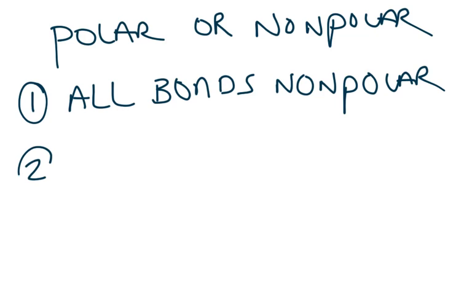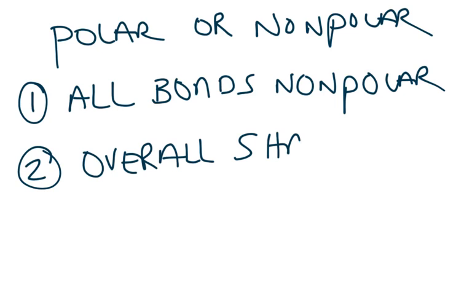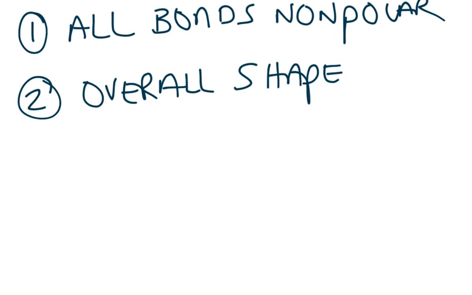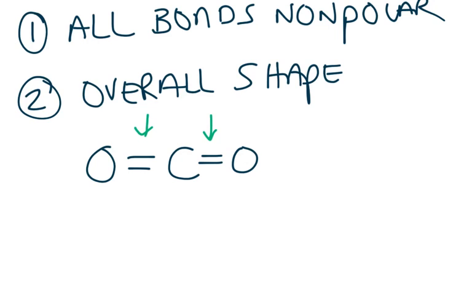The other thing you can do is look at the overall shape. What you're looking for here is symmetry. If you have polar bonds that are all symmetrical, they will essentially cancel each other out. So if we look at carbon dioxide, for example, carbon and oxygen, these are polar bonds. These double bonds right here are polar bonds. But because they're symmetrical, they essentially cancel each other out. Where you would have a positive side and a negative side, they're so symmetrical that it just cancels everything out, and this becomes a nonpolar molecule.